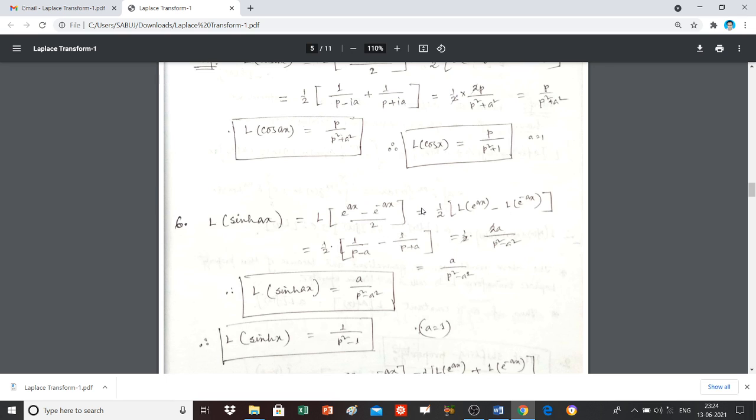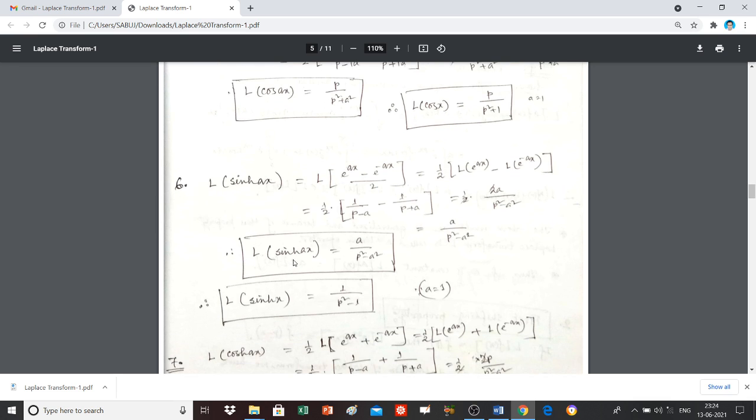Now just use the formula, Laplace transform of e to the ax was 1 by p minus a. So in this case that will give you half, then 1 by p minus a, and from the second term that will give you 1 by p plus a. That is equal to half, and from here p plus a, then minus p minus a. So 2a will be there. So half 2a by p square minus a square, that is equal to a by p square minus a square, and therefore we obtain Laplace transform of sine hyperbolic ax is equal to a by p square minus a square.